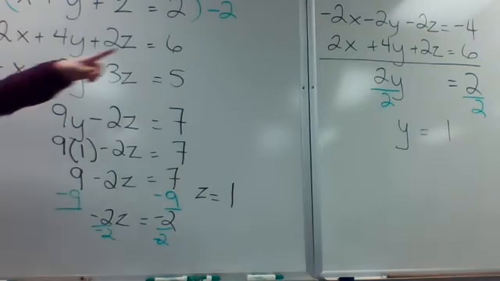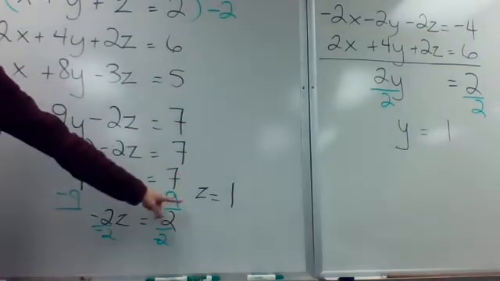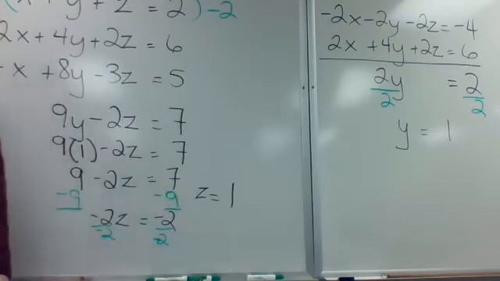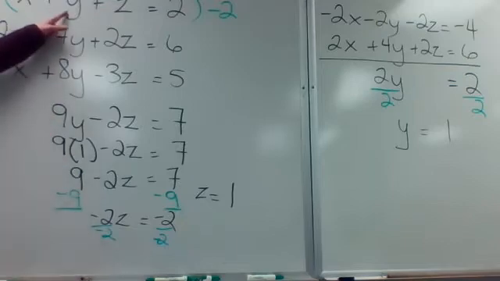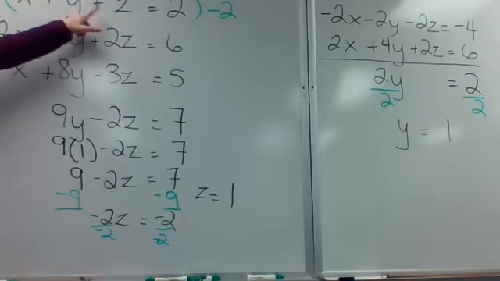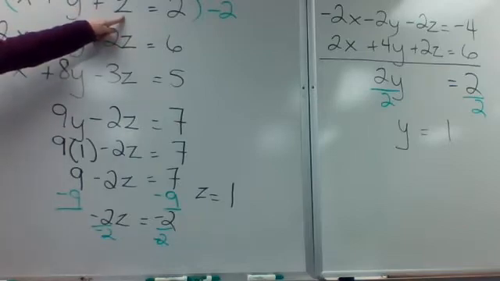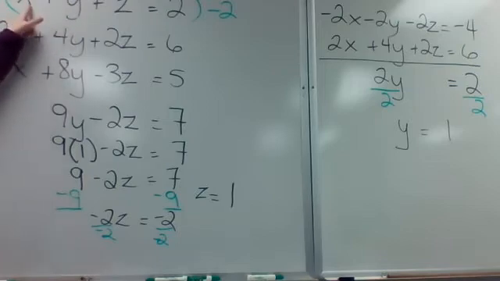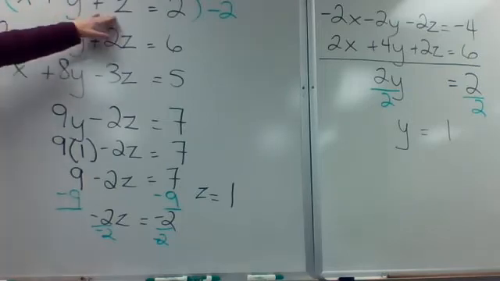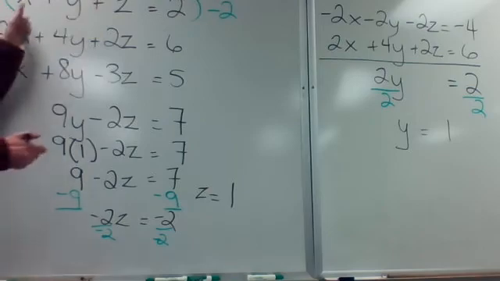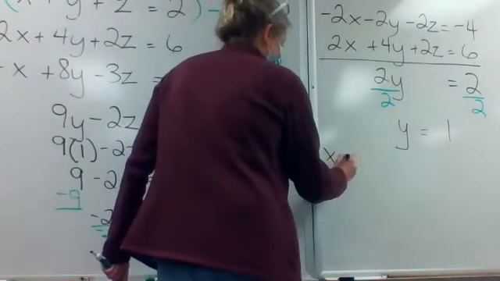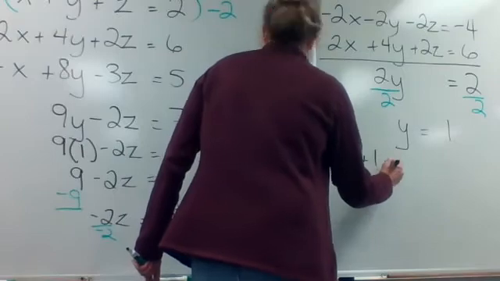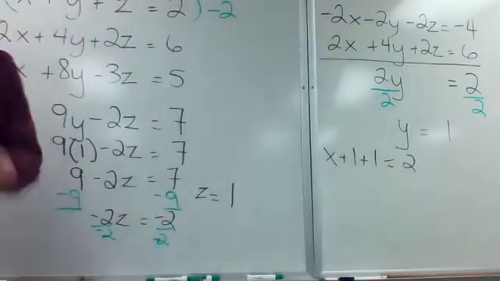So now what do I know? I know y is 1. I know z is 1. So the only thing I don't know is x. But if I come all the way back up to the top, this is 1 and this is 1. Which means what's going to be my only unknown now? Right, this one right here. So let's plug 1's in for the y and the z. So I have x plus 1 equals 2.